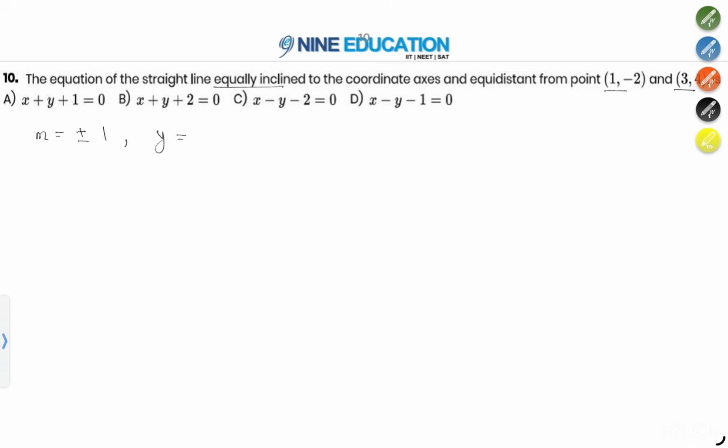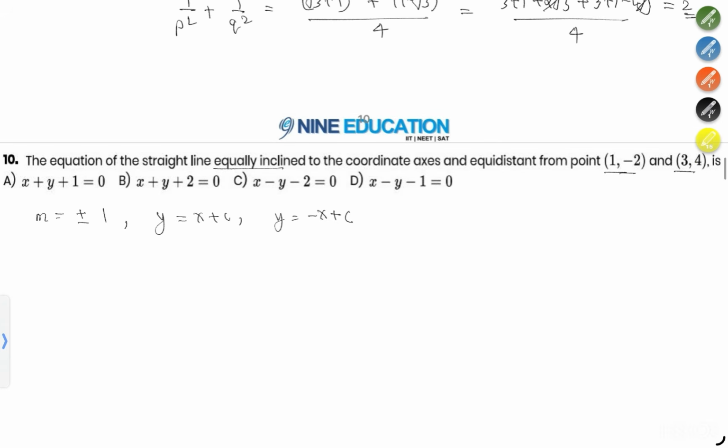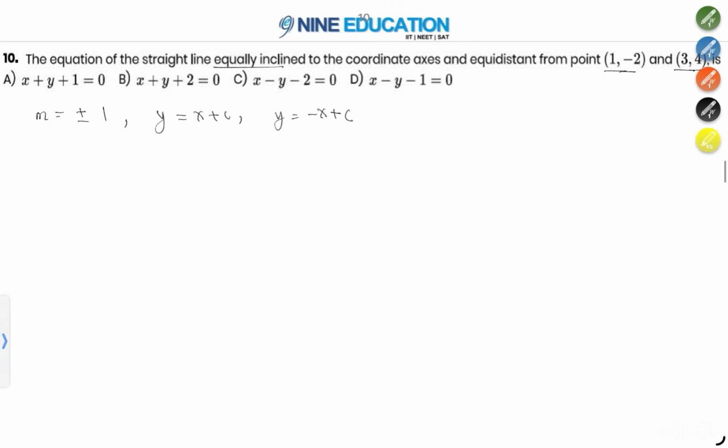So the equation of the line is y equals x plus c or y equals minus x plus c. These two cases we will have. Let us take the first case, y equals x plus c. As the distance from (-1, -2) and (3, 4) is equal, let us utilize that condition. Check the distance: modulus of (-2 - 1 + c) by root 2 equals modulus of (4 - 3 + c) by root 2.